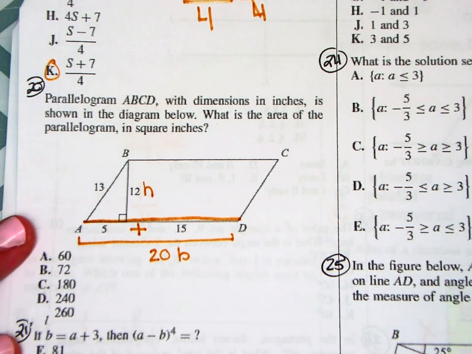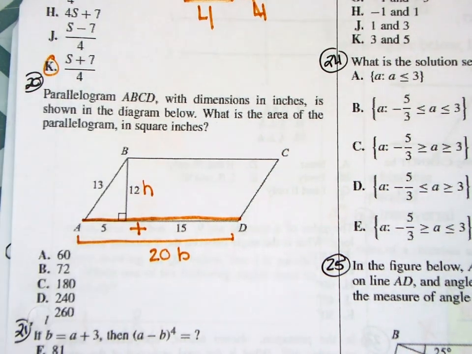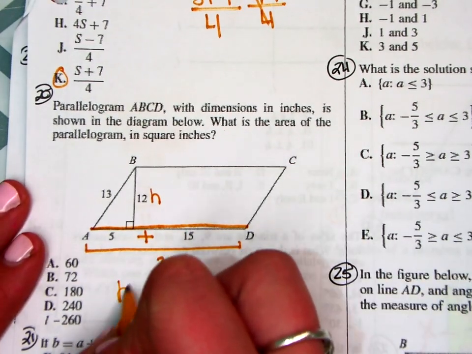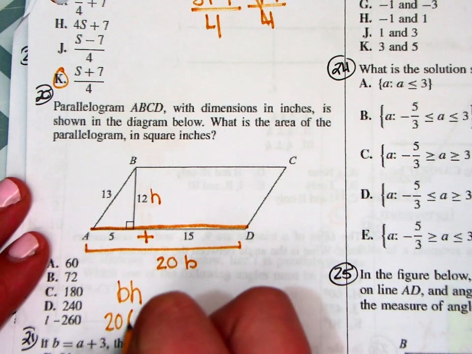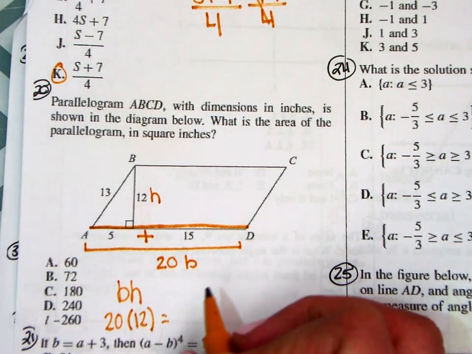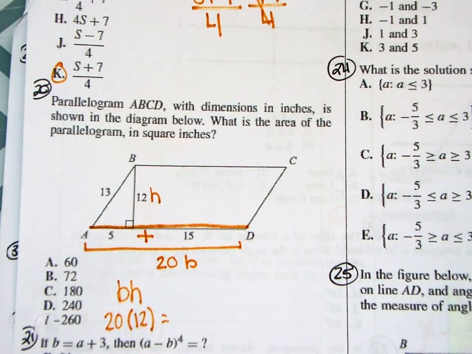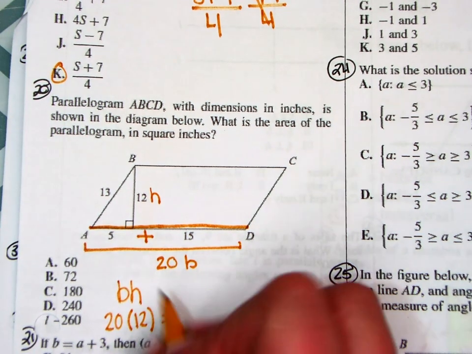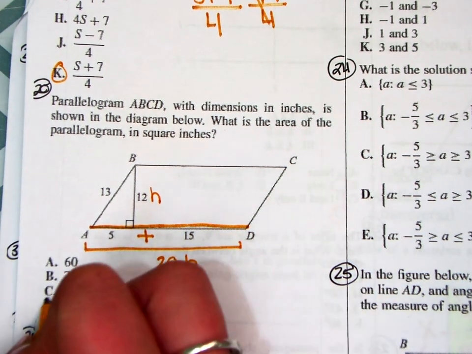They're trying to mess you up. They don't want you to use the 5. It's all trying to be a trick. You don't have to fall for it, okay? So the area formula for parallelogram is base times height. So 20 times 12 is 240. Option D.